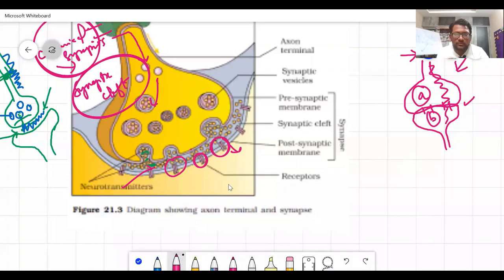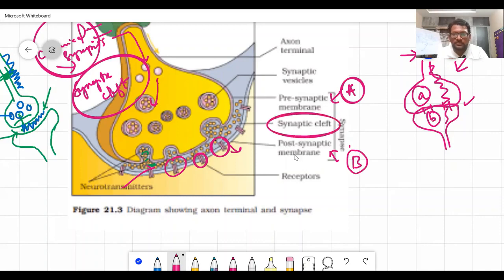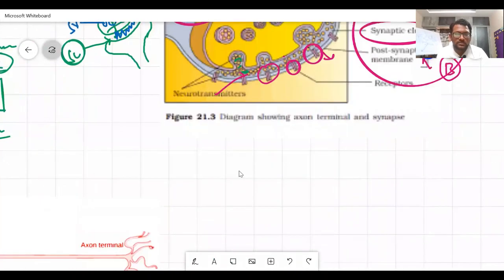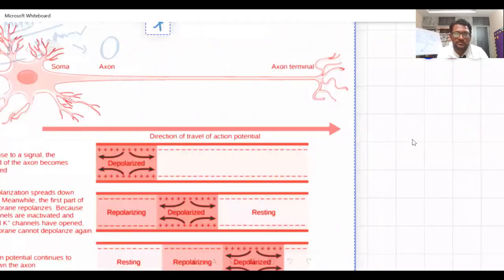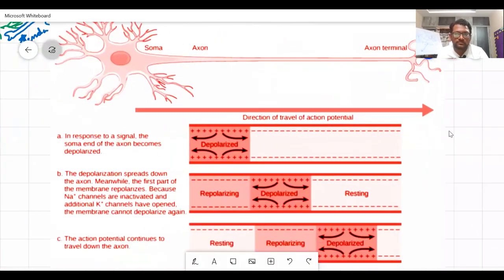So from one neuron to another neuron, presynaptic membrane to the postsynaptic membrane. It means neuron A, neuron B. In between you have the synaptic cleft. This entire part we call the synapse, the synaptic junction. So this is the structural aspect. Let's see the functional aspects of the neuron.